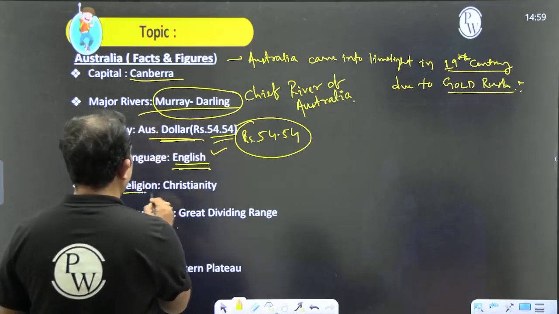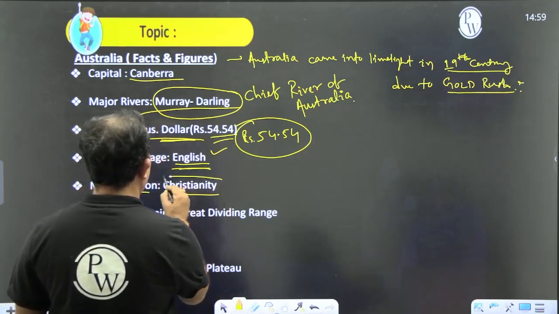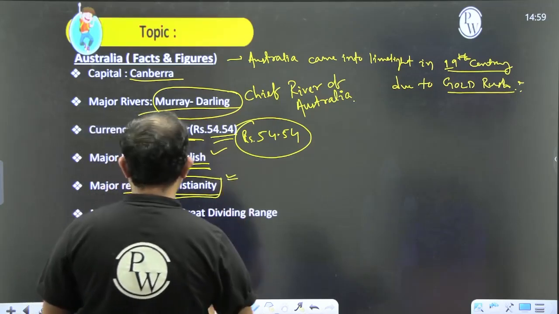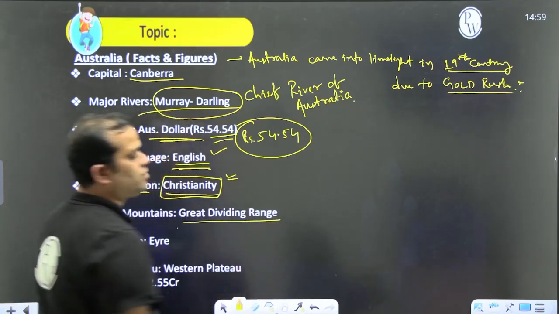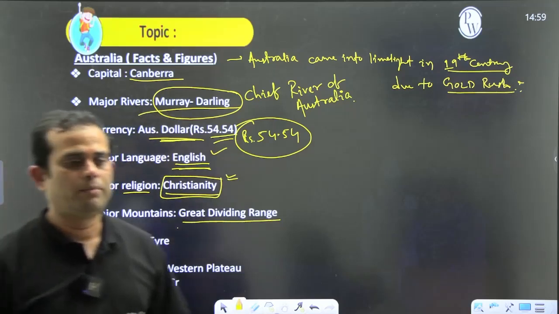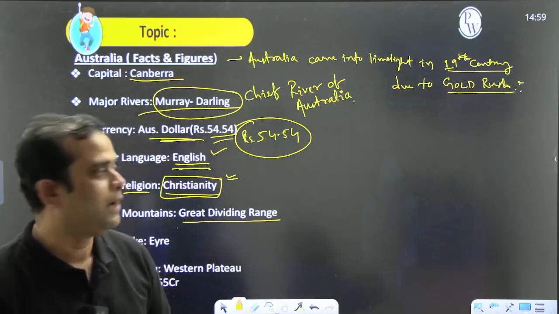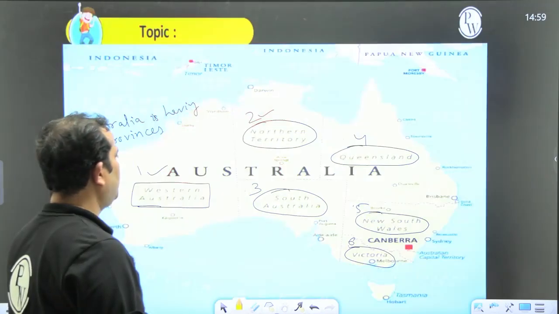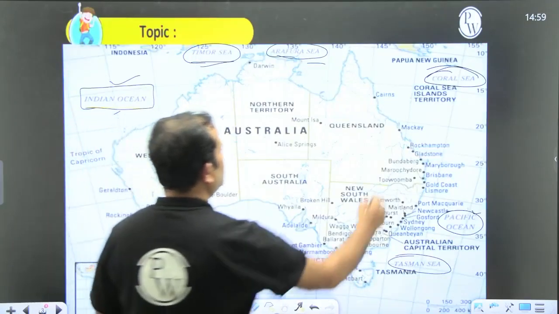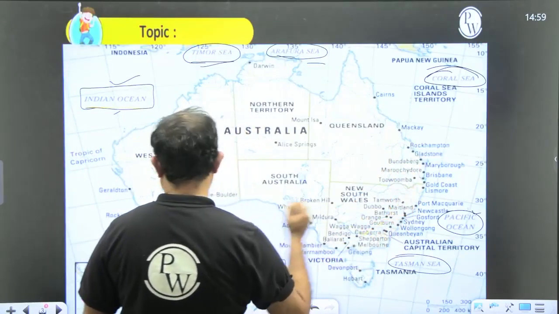So major language is English. Major religion is Christianity. Christianity is the major religion of Australia. Major mountain is your Great Dividing Range. Great Dividing Range is a major mountain of Australia. We'll further know about that one. Great Dividing Range we can see here.